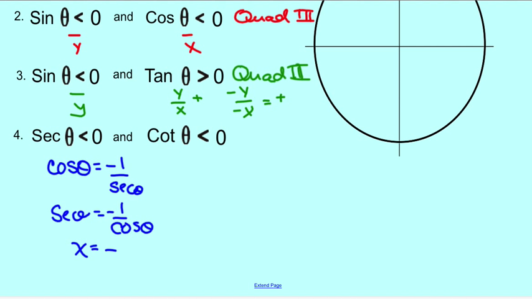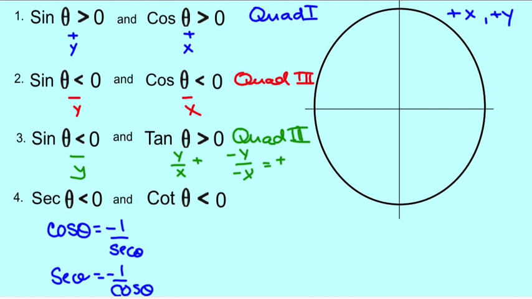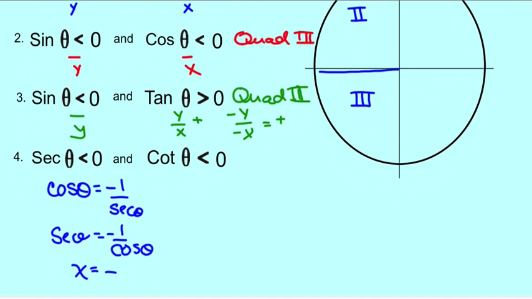So where are our x values negative? Negative has to go to the left, so it's going to be in quadrant 2 or quadrant 3 so far. That's the constraints.